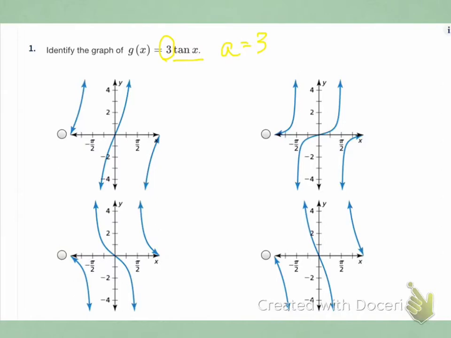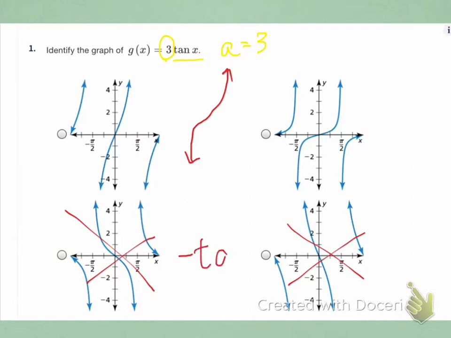So first off, I glance at these 4 graphs down here, and immediately I can mark off these bottom 2 graphs. Now, why can I do that? Remember that the tangent function increases. From left to right, it goes upward. What are these 2 down here? These 2 are the graph of a negative tangent function. So process of elimination, those 2 are out.